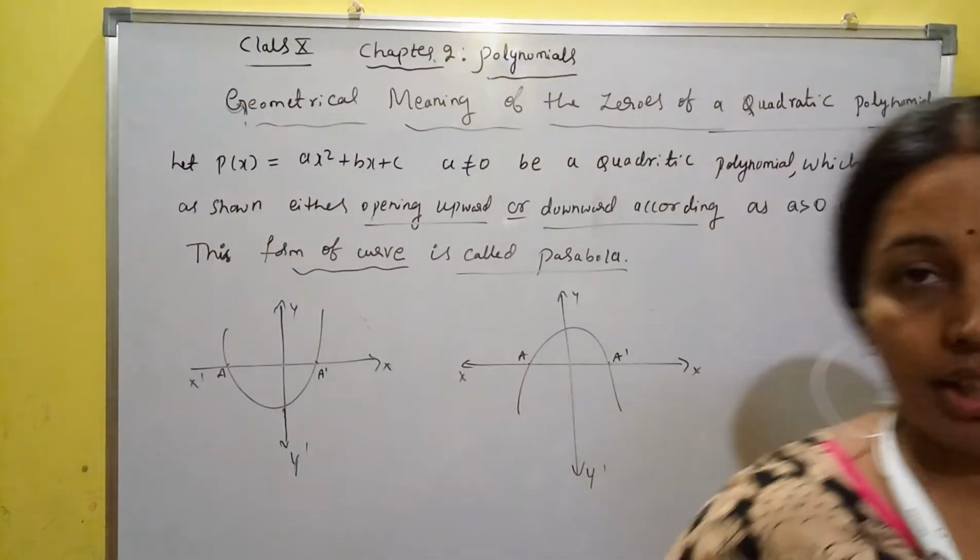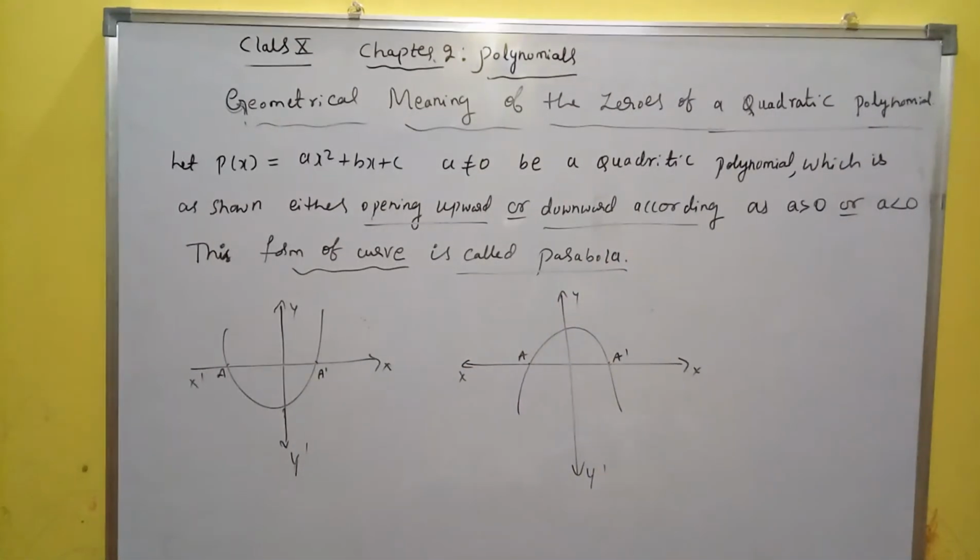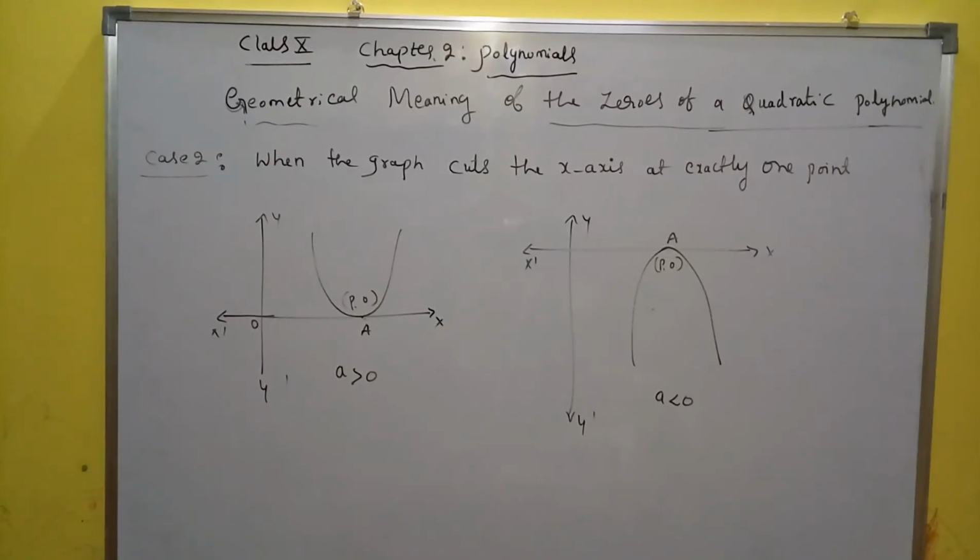But you have to see that it shows a parabola form. So now we are discussing the geometrical meaning of the zeros of a quadratic polynomial. The first case we studied is when the graph cuts the x-axis; we get 2 points. It is an opening upward or downward parabola form that we observed.